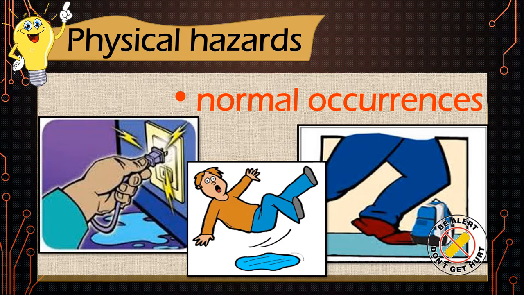Examples of physical hazards: electrical, noise, spills on floors, tripping, vibration, lighting, heat and cold, or inadequate working space. Now the possible risks or some effects of these are fire, decreased efficiency, annoyance, fall, and many more.